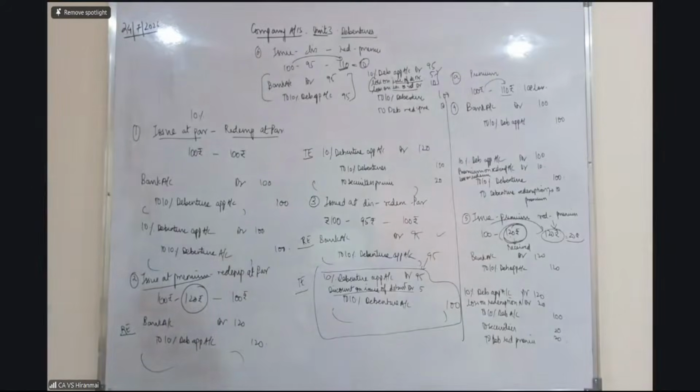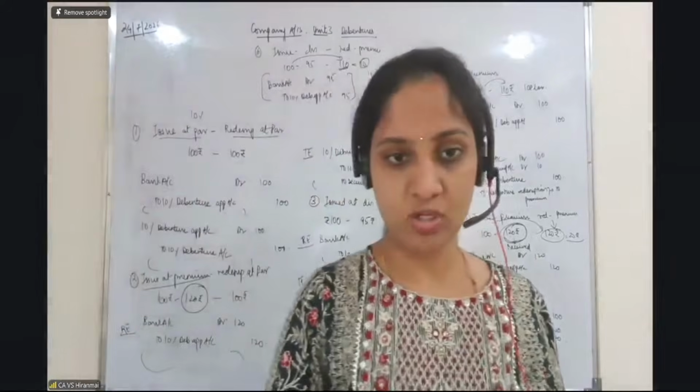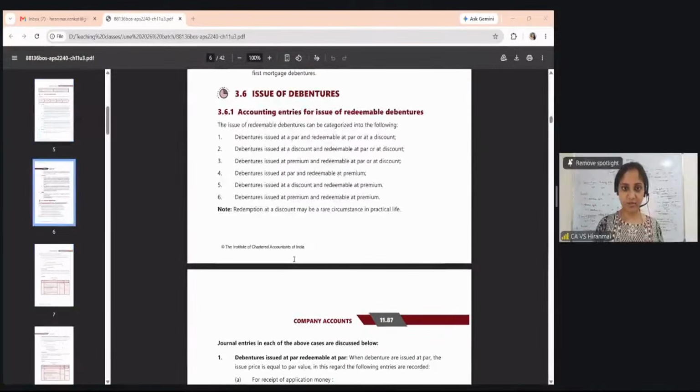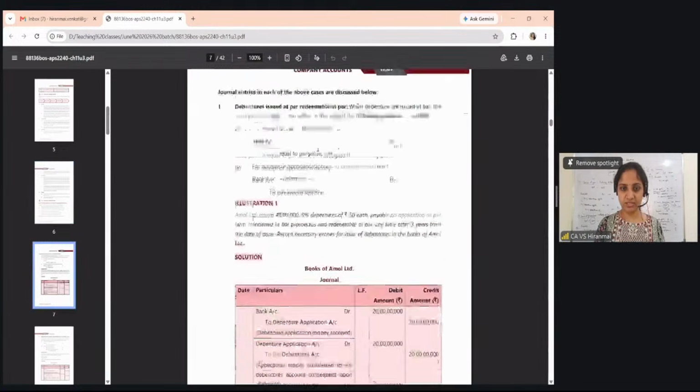Is this clear? So I want you people to solve this, because in Sunday's class when I come back, I'm going to do these entries very quickly, and after that, see here, I told you, debentures issued at par, redeemable at par. This is redeemable at par only, or at discount will not be there. It is redeemable at par.